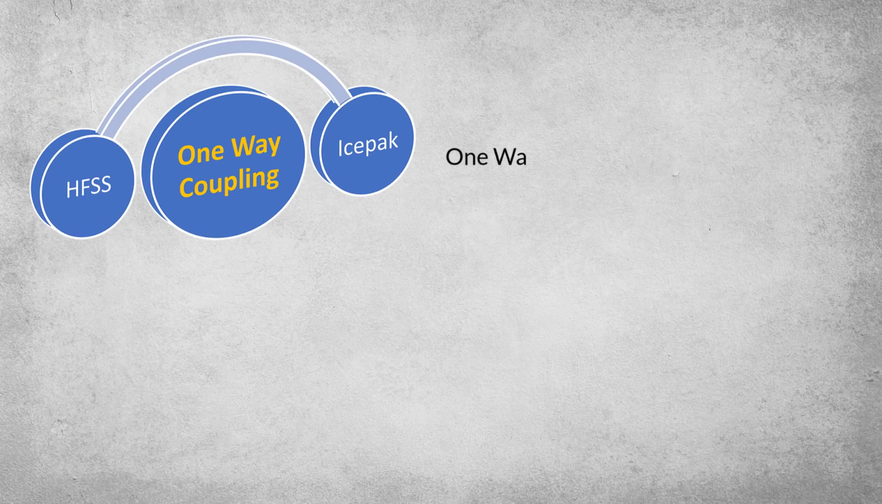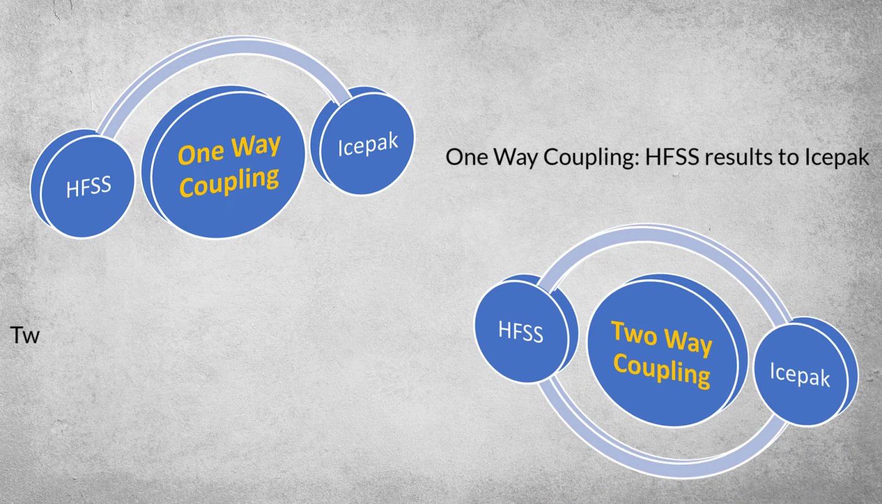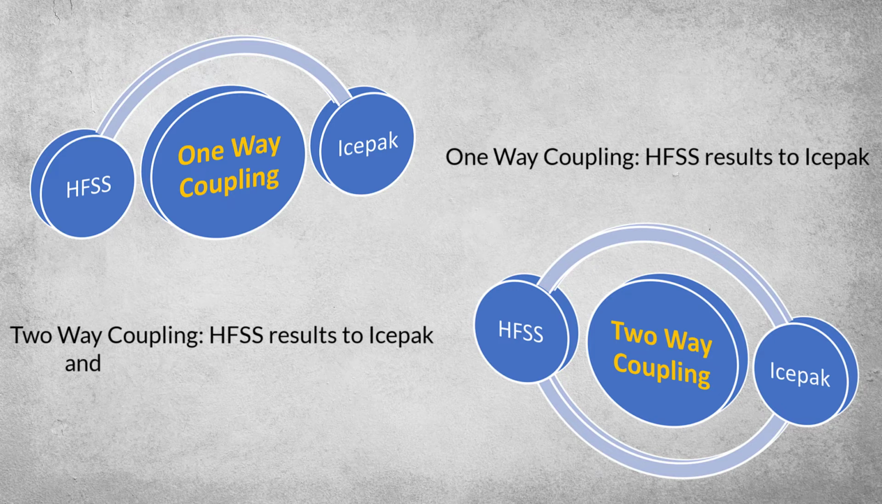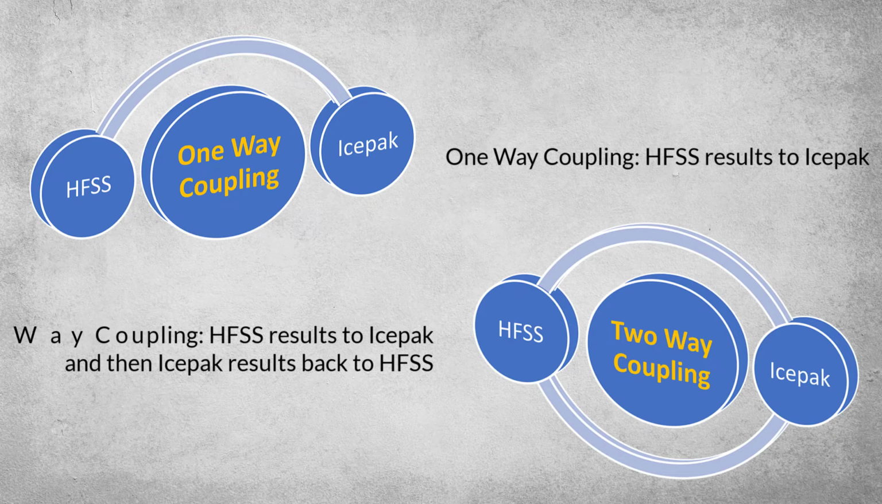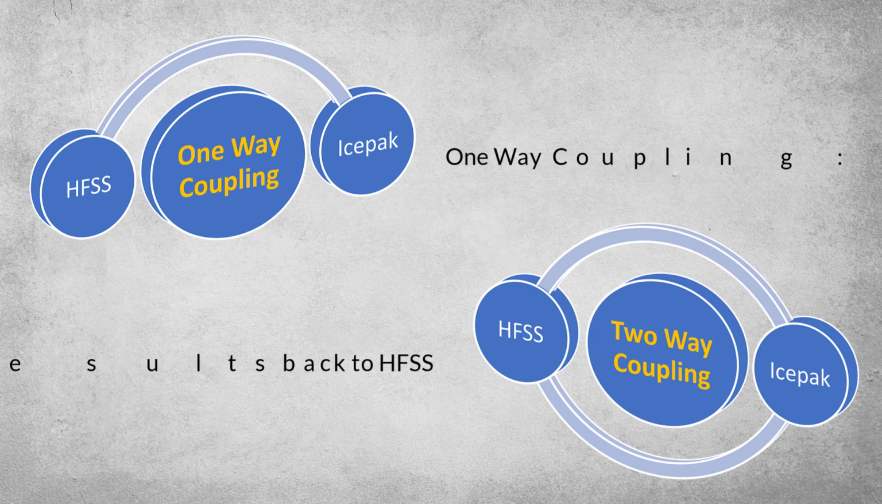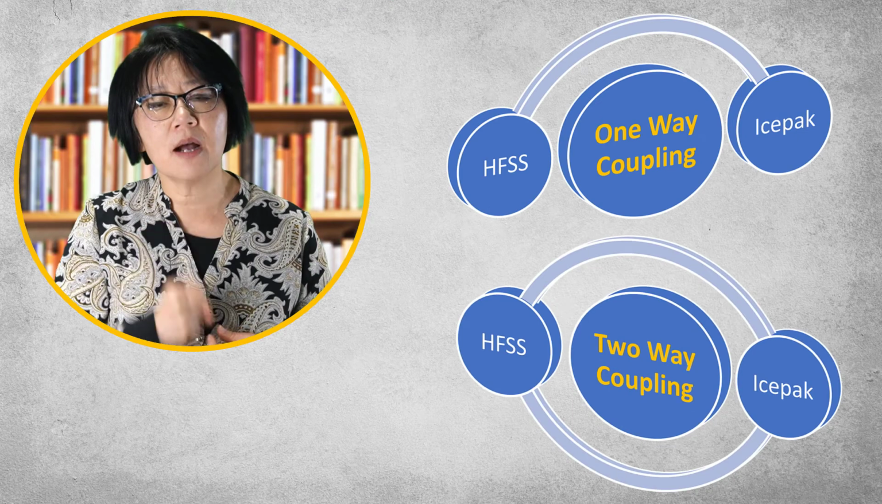HFSS results coupled into IcePack is termed one-way coupling. If the temperature information from the IcePack is then coupled back into the HFSS model, which contains temperature-dependent material properties that may induce additional heat loss and hence additional EM losses, this is termed two-way coupling, HFSS to IcePack and then back into HFSS. So in this course, we're going to show you both one-way and two-way coupled workflows.